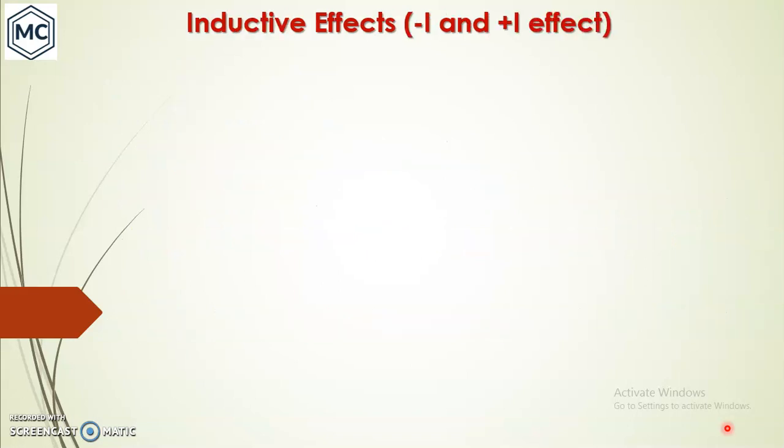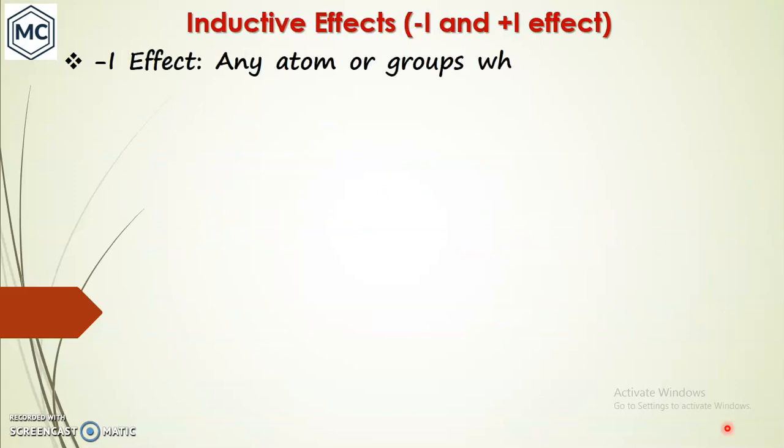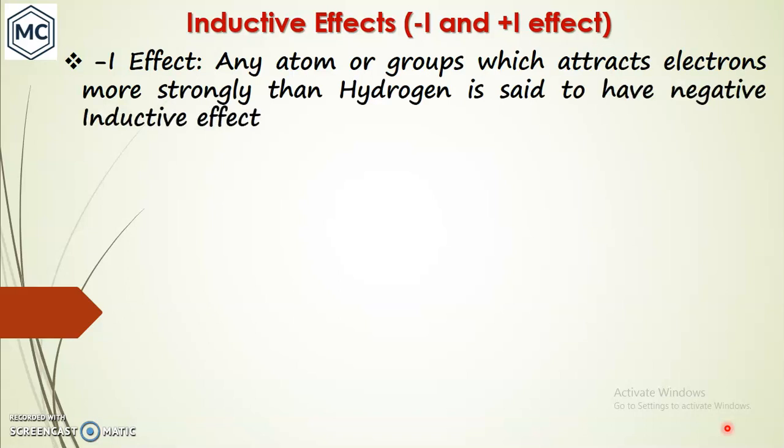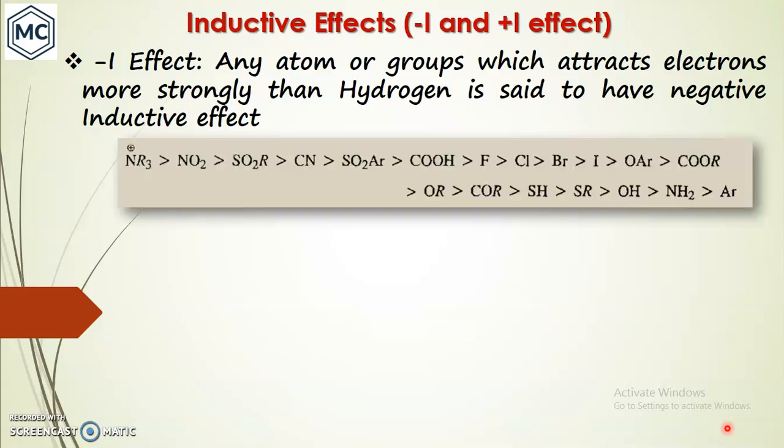And the types of inductive effect, there are two types, minus I effect and plus I effect. What is minus I effect? Any atoms or groups which attract electrons more strongly than hydrogen. So we are taking hydrogen as a reference atom. So it is attracting more strongly than hydrogen, that is, more electronegative than hydrogen, said to have negative inductive effect.